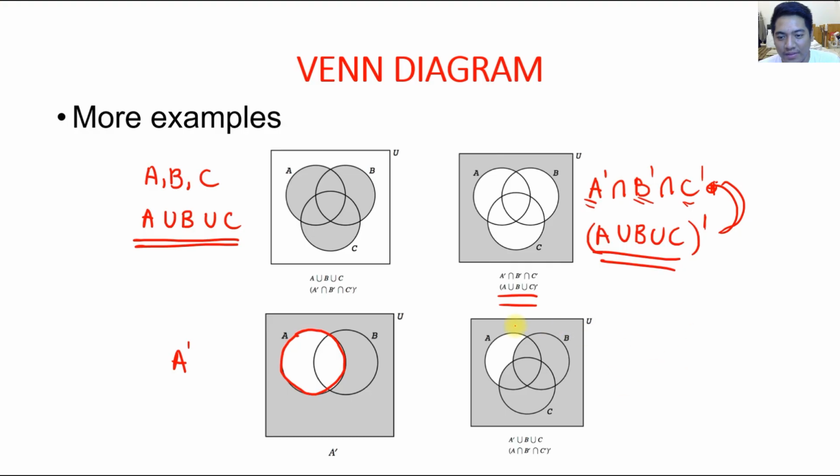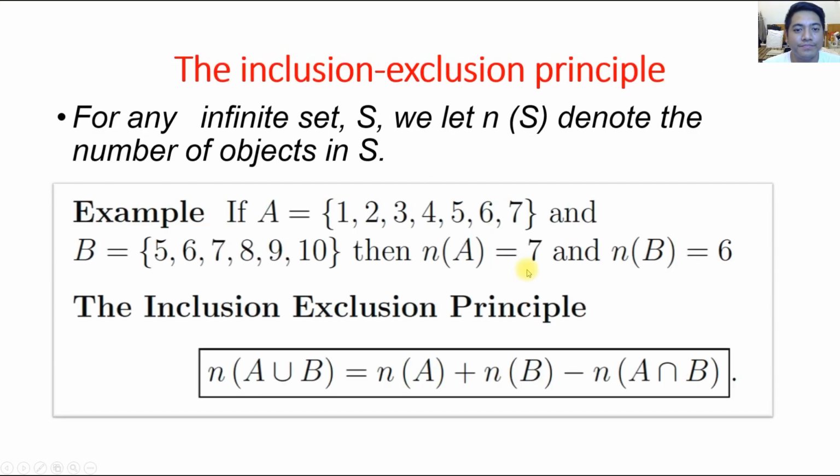Okay? And also we have this. We have A complement union B union C. So if we shade it except A, we'll be having this figure. So that's how you convert this set information into Venn diagrams.